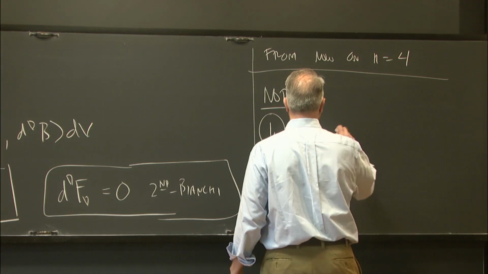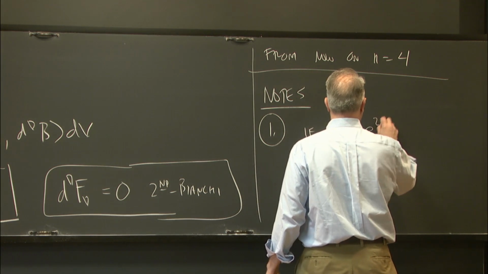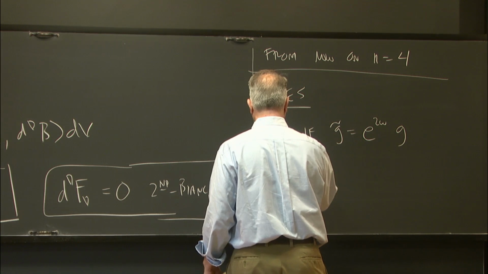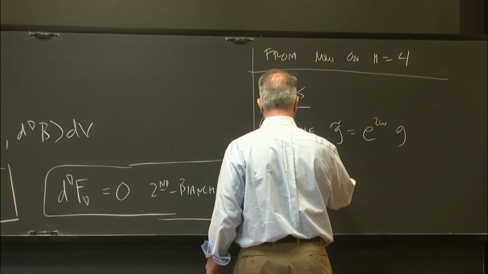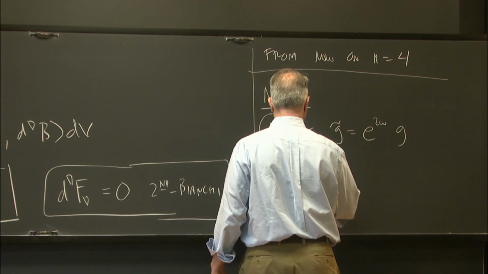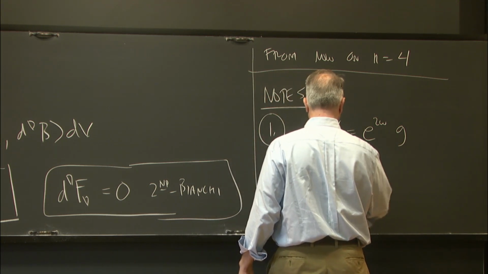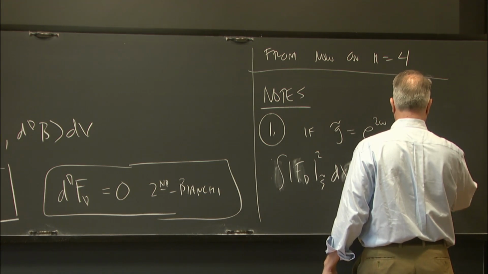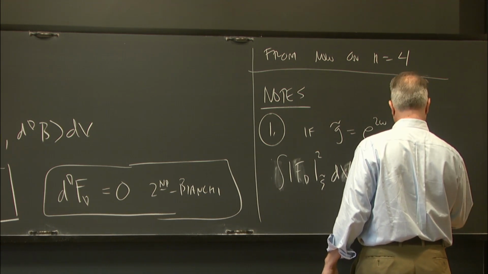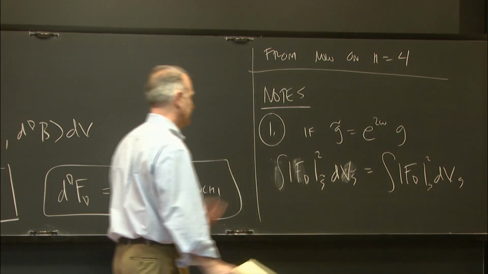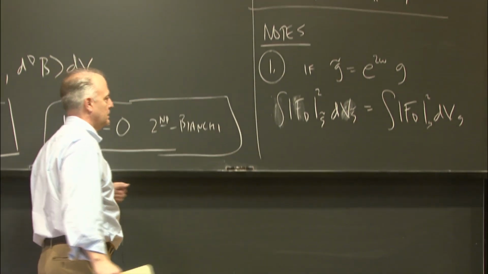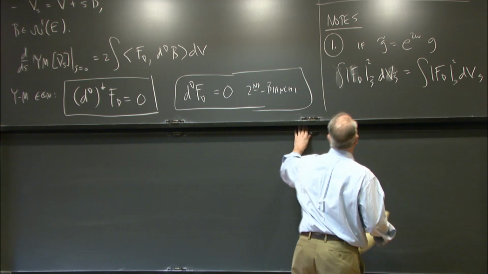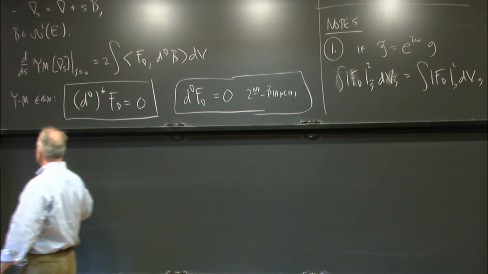So in particular, if g tilde is, say, e^{2w} times g, then the Yang-Mills energy doesn't change. Well, I'm mixing metrics here, but anyway.